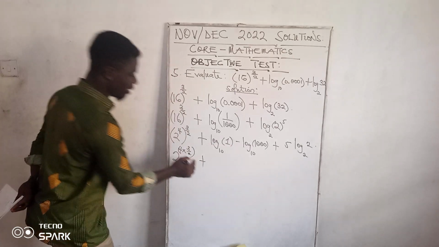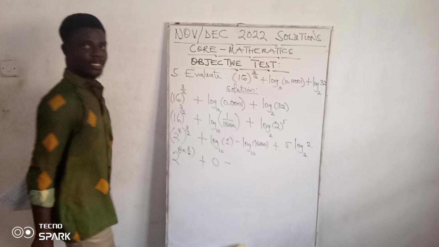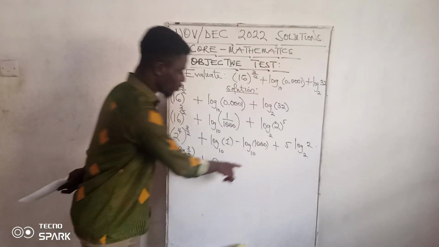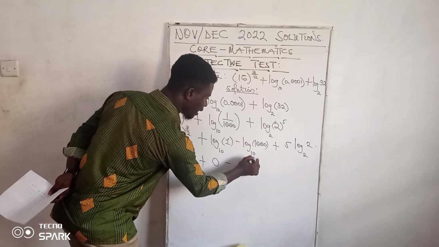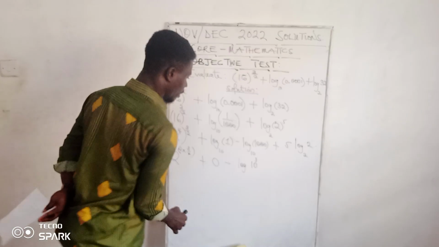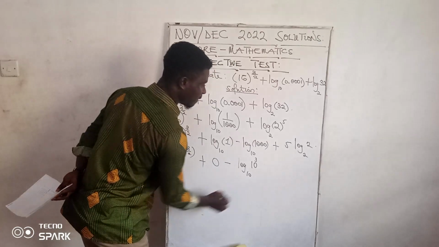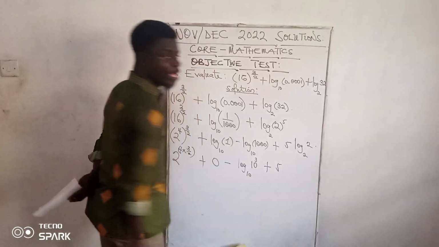So now I have log of 1 base 10 equals 0, minus. Now this 1000, I can change it as a base of 10. Watch here. I get log of 10 exponent 3, which means 10 times 10 times 10. I get 1000, then base 10, plus 5, then log 2 base 2.